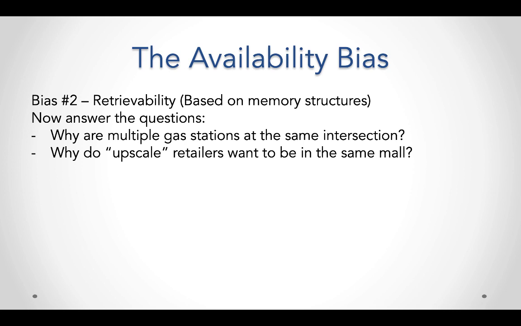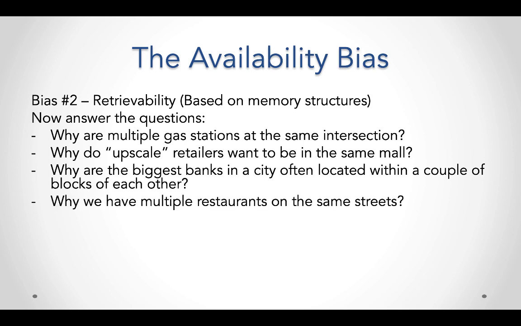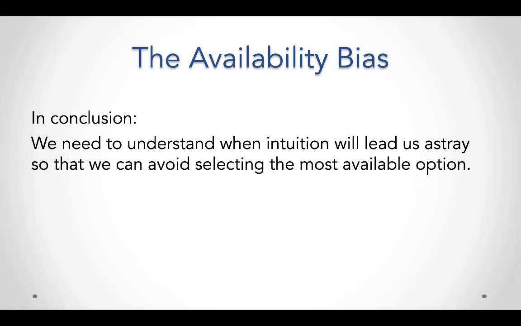Now, with the same idea, try to answer these questions, and I'm going to let you post the answers in the forum. Okay, so think about the availability bias. All right, so as you can see, it's very prevalent. We like people that are like us, that belong to our social network. We're social animals, and job search goes in the same way. Very good. In conclusion, we need to understand when intuition will lead us astray so that we can avoid selecting the most available option, which is back to satisficing.